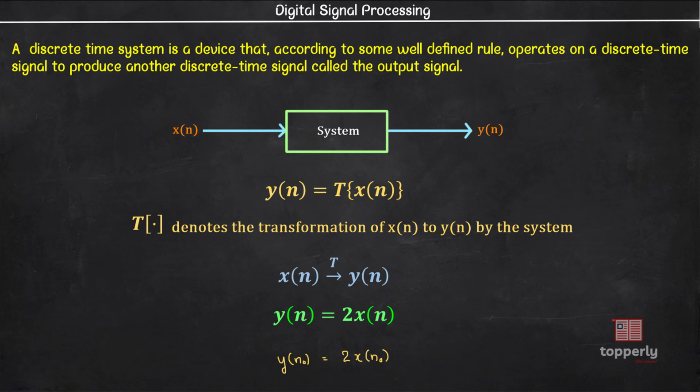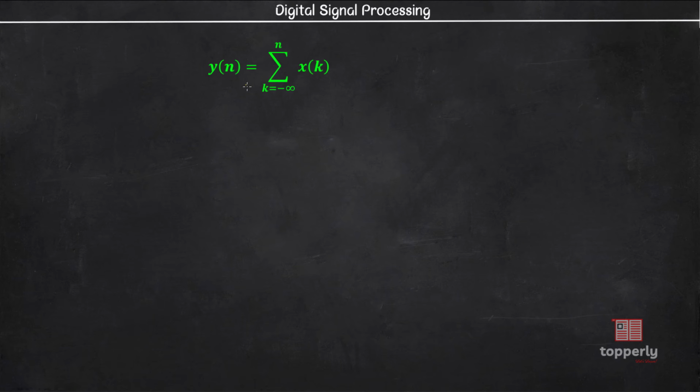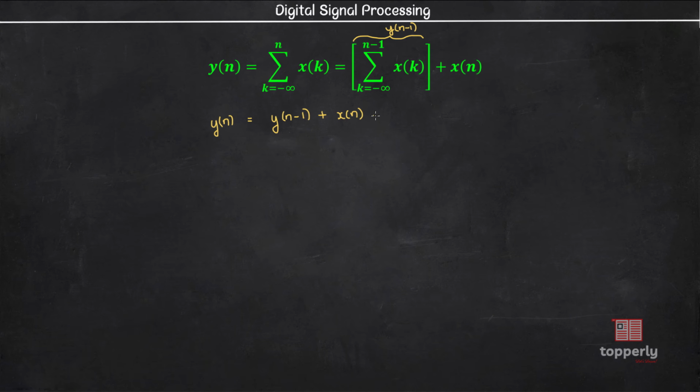For example, consider the system described by y of n equal to sigma k equal to minus infinity to n x of k. This expression can also be written as sigma k equal to minus infinity to n minus 1 x of k plus x of n, right? Also, if you see, this summation is equal to y of n minus 1. Therefore, y of n will be y of n minus 1 plus x of n.